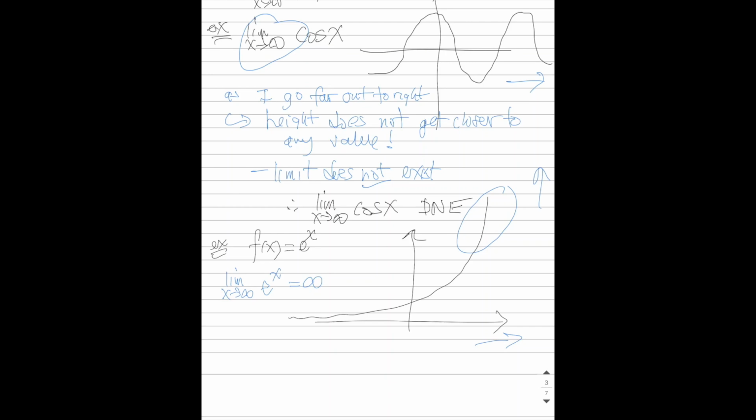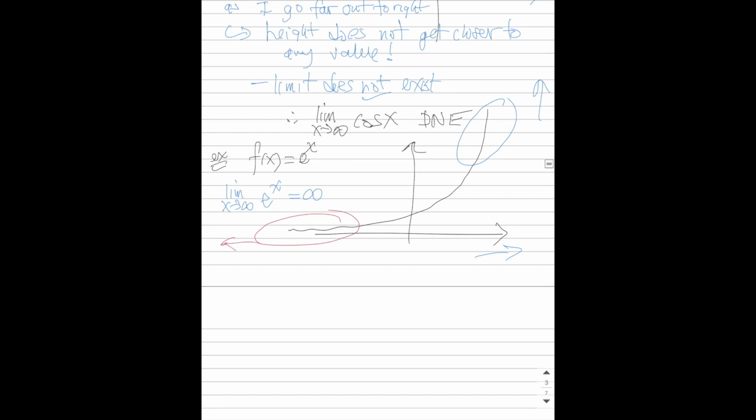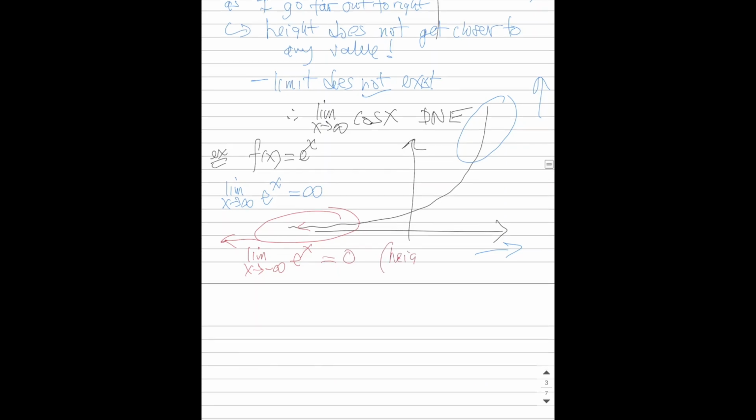The other side is where some interesting stuff happens. As I go further and further out to the left, the limit as x goes to negative infinity of e to the x, the height of the function gets lower and lower, but more importantly, goes closer and closer and closer to 0. So we say that this limit equals 0 because the height gets closer to 0 as x goes out to negative infinity. And so that kind of behavior should be familiar. You say, oh, I know what that thing is.